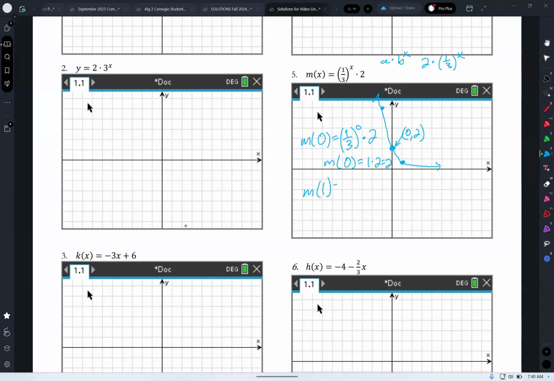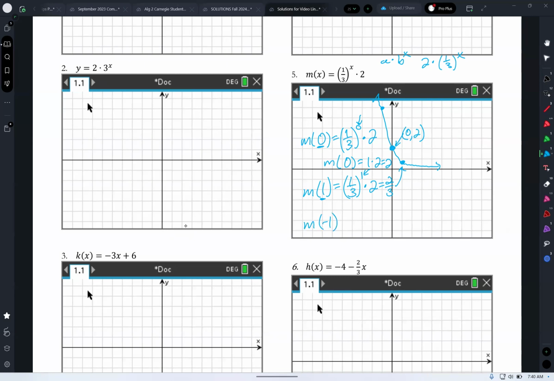M of 1 would equal 1/3 to the first, right? I have an input of 0, so 0 is taking the place of x. I have an input of 1, so 1 is taking the place of x. Or substituting in is the mathematical term there. And so 1/3 times 2 is 2/3. That's this point right there, 1 comma 2/3.